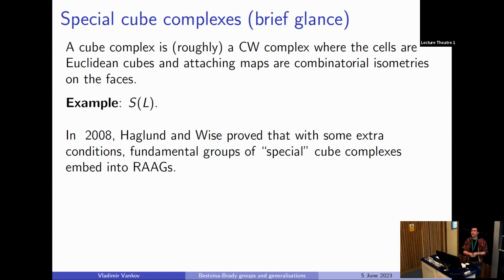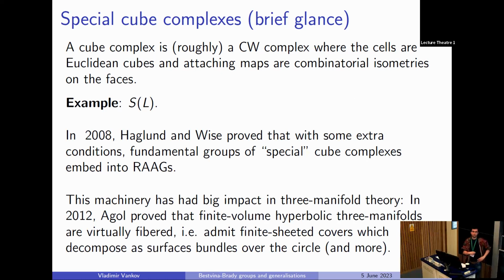And the conditions that they gave are fairly easy to check if you know your cube complex. They consist of avoiding certain pathological behavior. And this had a lot of important impact. One of the major examples was that this led to the resolution of the virtual Haken conjecture, which was proved by Agol in 2012. One of the main consequences is that if you have a finite volume hyperbolic 3-manifold, then it's virtually fibered. So let me say a few more things about that.